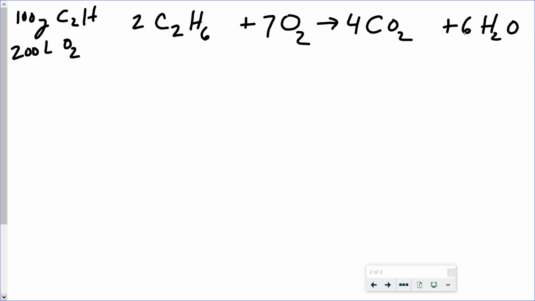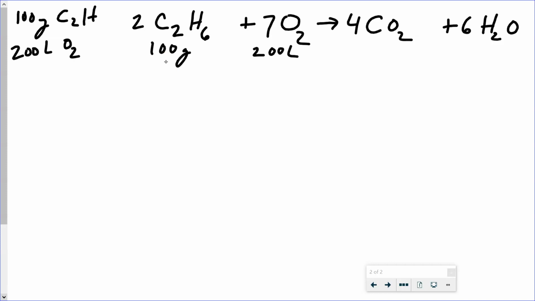Now that we have our balanced reaction, we can go ahead and start figuring out which one the limiting reactant is here. Now, again, we have 100 grams of this substance, the ethane, and we have 200 liters at STP of the oxygen gas. What I'm going to do now is just do stoichiometry. I'm going to pick one of the two products, and I'm going to take both of my amounts of reactant to that particular product to figure out which one makes the least amount of product. There are other ways you can solve this problem, but I'm going to stick with this where we take each of the reactants to one of the products.